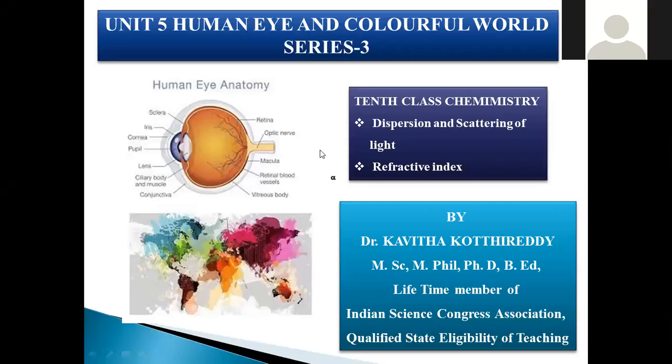In today's session, we are going to continue with the Human Eye and the Colorful World Series 3. This is a part of 10th class chemistry unit 5. We already completed the first two parts. The structure of the human eye got completed, and the diseases and eye defects were explained in series 2. Now we have entered into series 3.